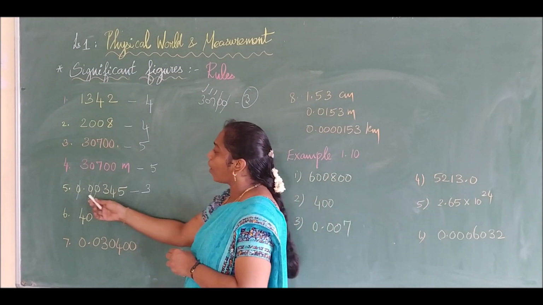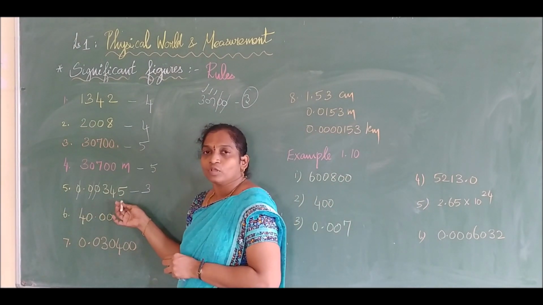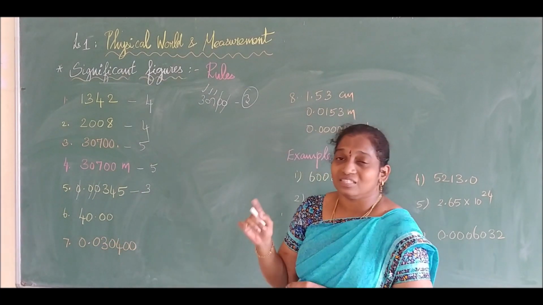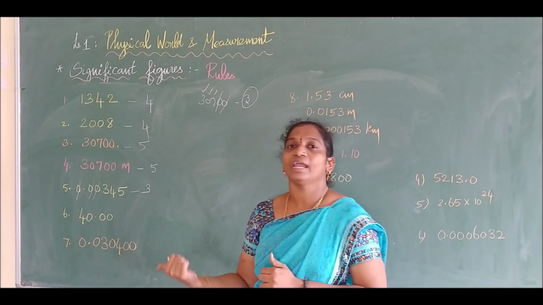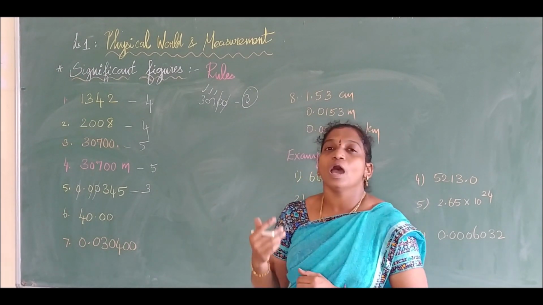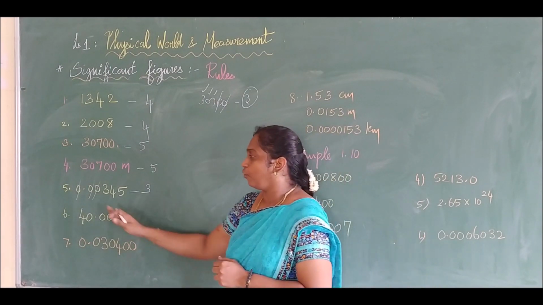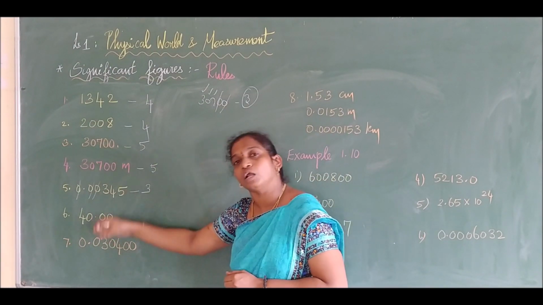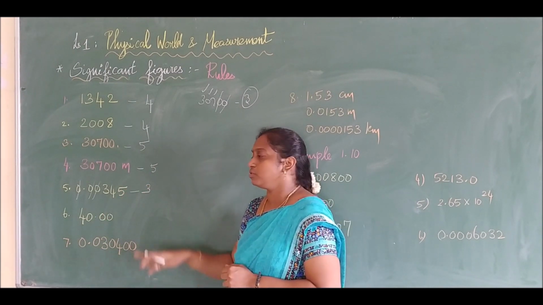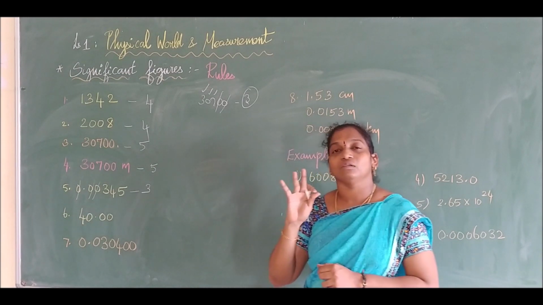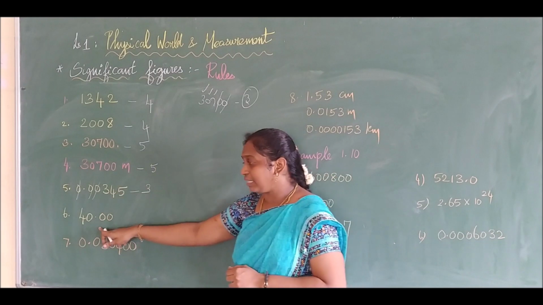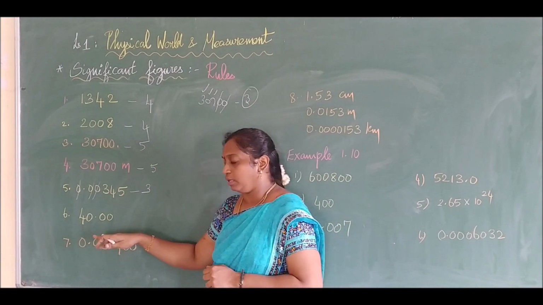So it is 0.00345. So what does this rule tell us? If a number is less than 1, the zeros left and right of the decimal point are said to be what? Non-significant. Therefore, we should not take them into account, we should not count them. Therefore, we are counting only the 3 non-zero numbers. Therefore, we are saying that it has what? 3 significant figures.